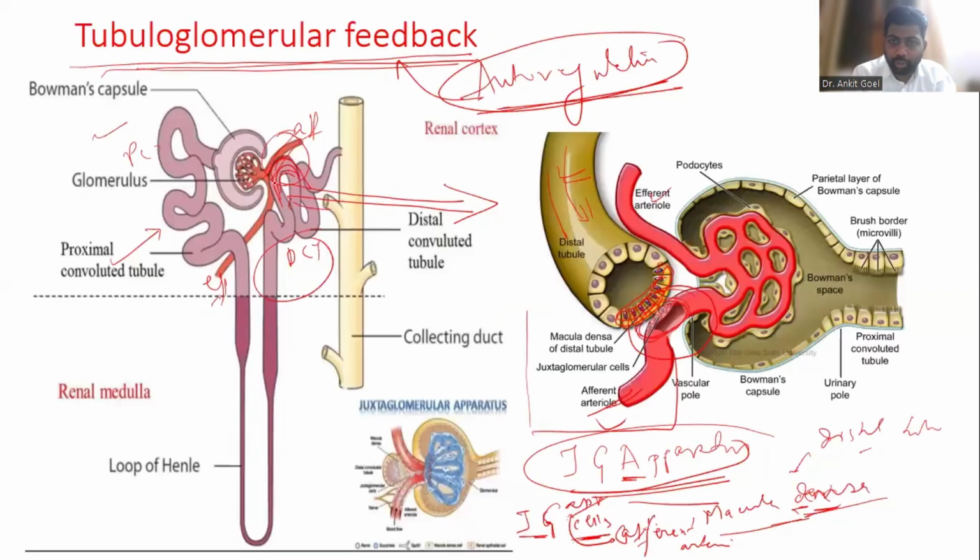These juxtaglomerular cells, which are present in the afferent arterioles, are going to release renin. Renin is not released from the macula densa, and it is not released from any other cell. It is released from juxtaglomerular cells. And what is the location of that cell? It is present in the afferent arterioles.